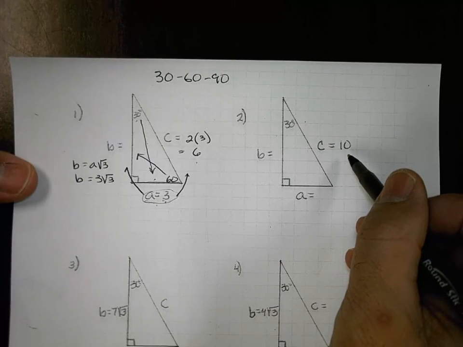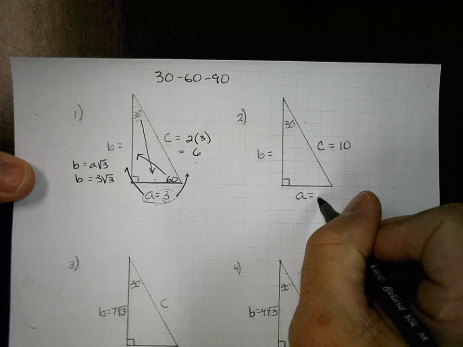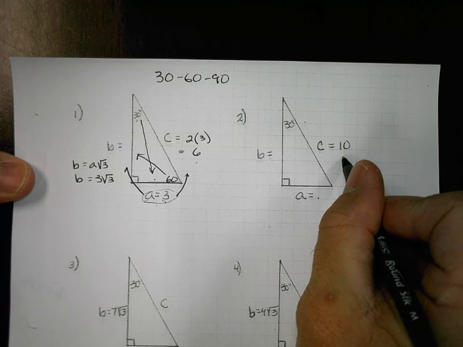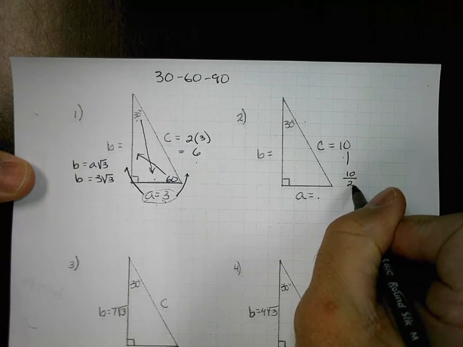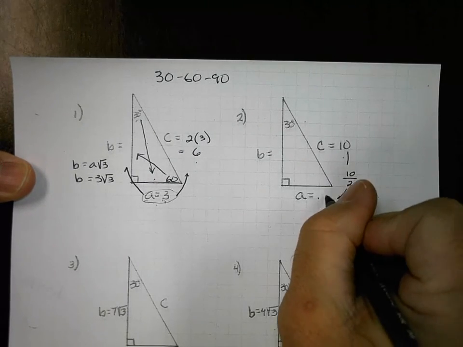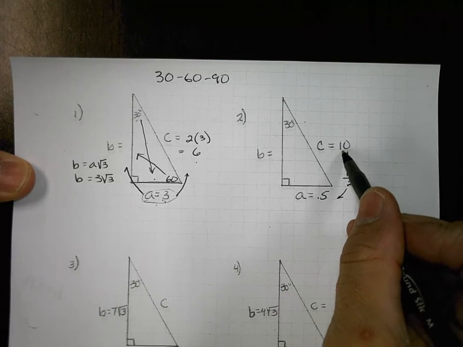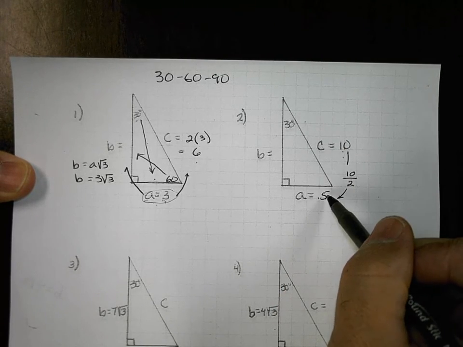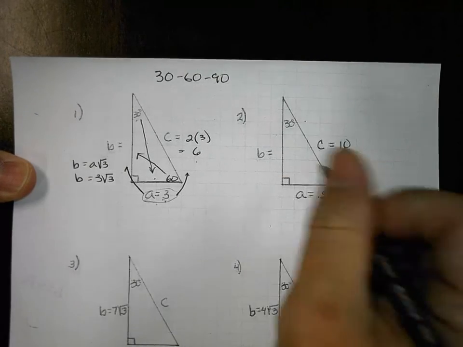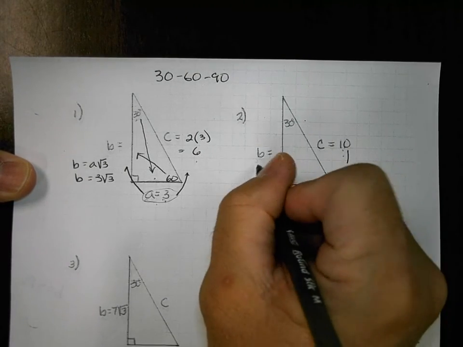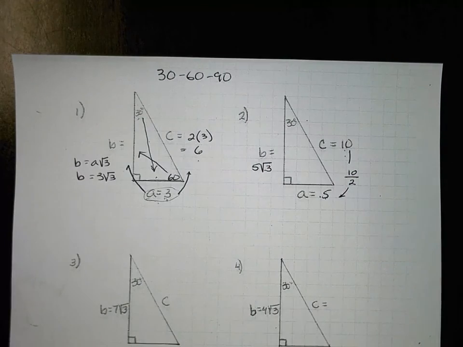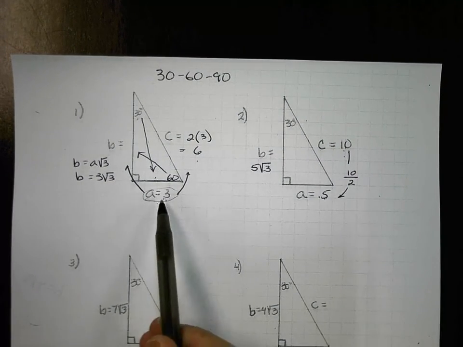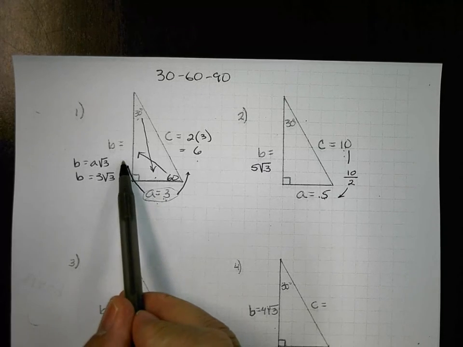One is when we know C. So you'll remember when we knew A, we multiplied by 2 to find C. So when we know C, we should divide by 2 to find A, which means A equals 5 in this case, because 5 times 2 is 10. 10 divided by 2 is 5. Pretty simple. And once we know A, B is pretty easy as well. It's simply A times square root 3, or 5 square root 3.